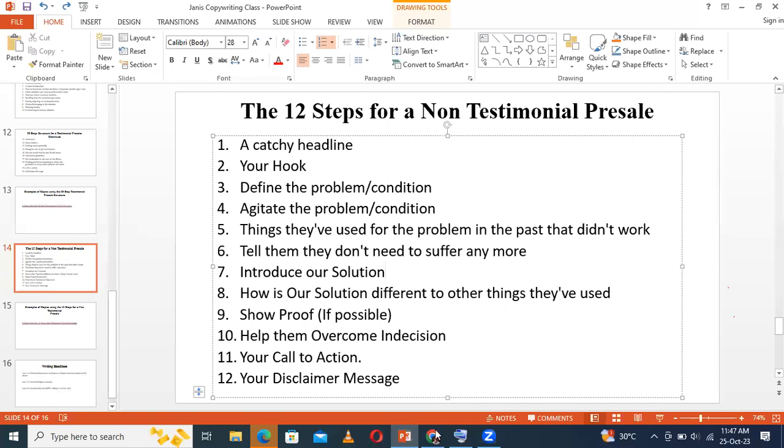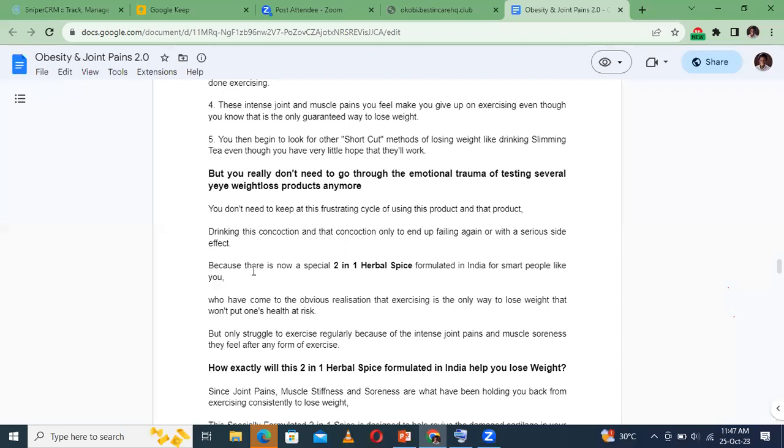So let's go on. Because there's now a special 2-in-1 herbal spice, I just called it, the name of the product is Bonia Camboskio. It has a lot of nicknames actually. This is one of the nicknames, so I just used it. Because there's now a special 2-in-1 herbal spice formulated in India. All our products are formulated in India.